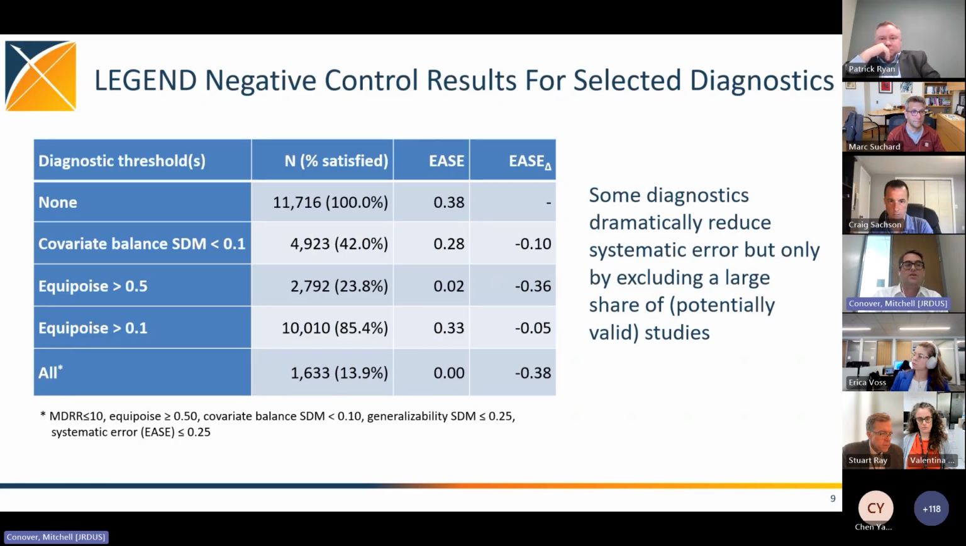And we can see if we apply a whole host of objective diagnostic metrics, we can eliminate all of the systematic error estimated by the negative control distribution, but it is fairly restrictive and reduces the number of studies we can unblind by quite a bit, with only 13.9% passing.